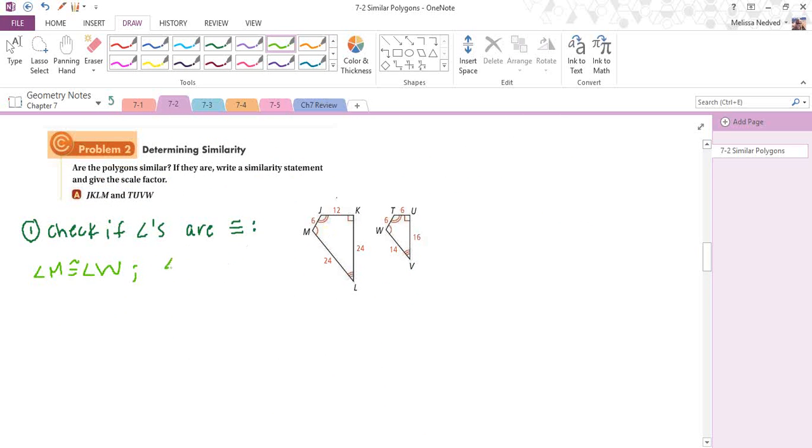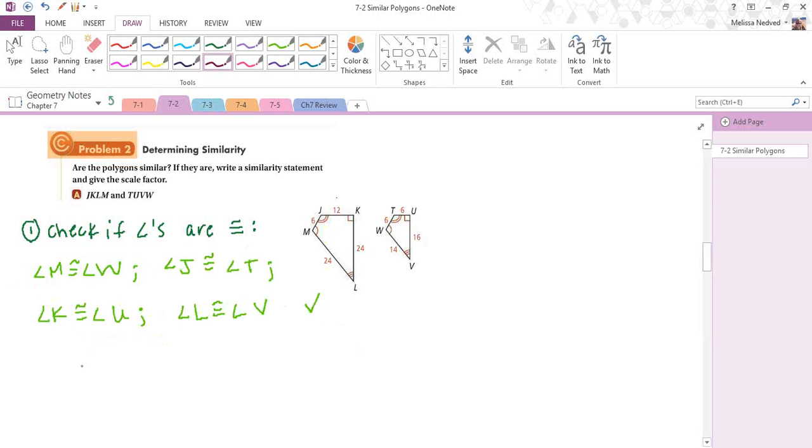I've got two congruent markings on angle J, which is congruent to angle T in my second quadrilateral. I've got a right angle for angle K, and a right angle for angle U, so K is congruent to U. And lastly, I've got three congruent markings on L as well as V, so L and V are congruent. So these check out. I've got 4 angles in the first quadrilateral congruent to 4 angles in the second. My step 1 checks. I'm on the right track to having similar figures.